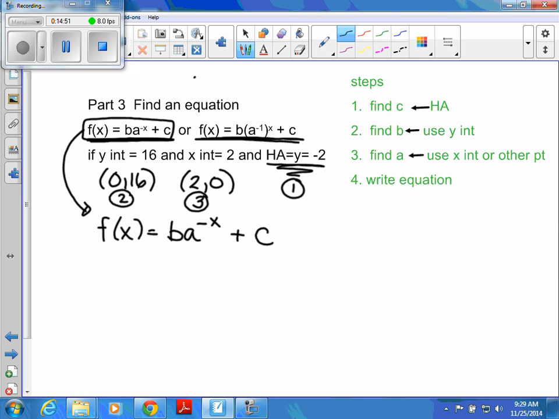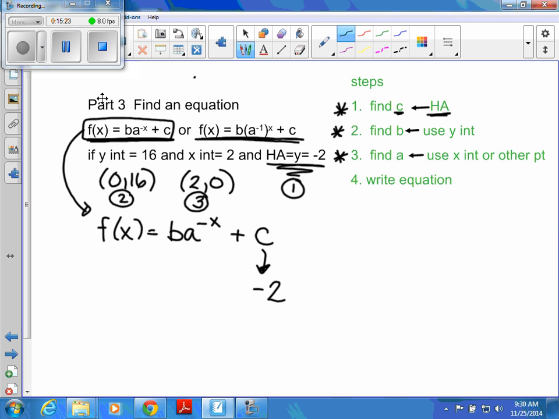I have the steps over here. The first thing you do is find your C, then you find your B, and then you find your A. You work backwards. So how do you find your C? Your C is really easy. It's just the HA, and they give you the HA as being -2. In place of C, I'm going to put -2. Any questions? I hope you don't have questions. Just see what happens with y equals a -2.